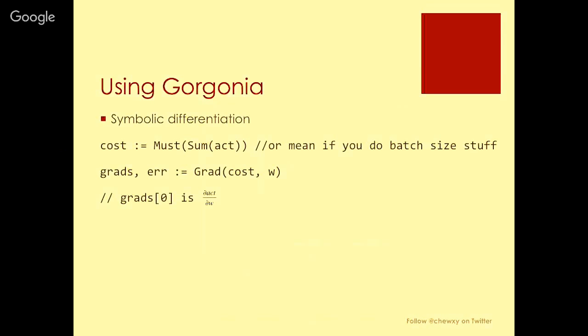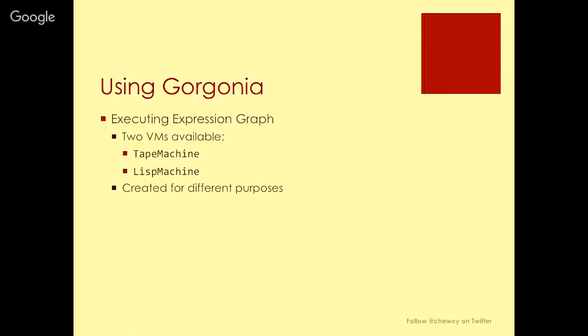So to do symbolic differentiation, it's simple. You just make it a cost. You sum the activation, and then you call the grad function, and grad's O is dCost/dW. Yeah? Okay. And then you've got the full graph inclusive of the differentiation. So now you've got to execute the graph.